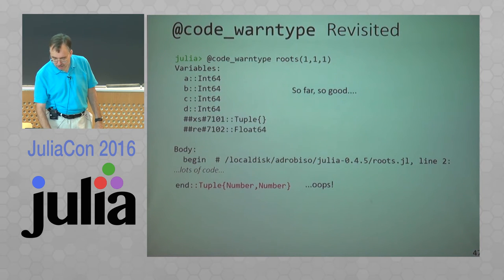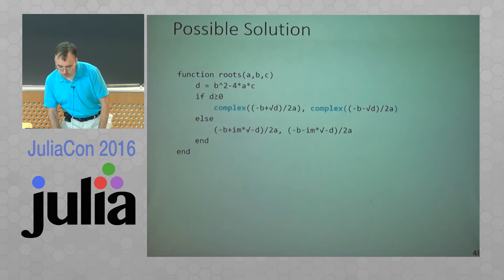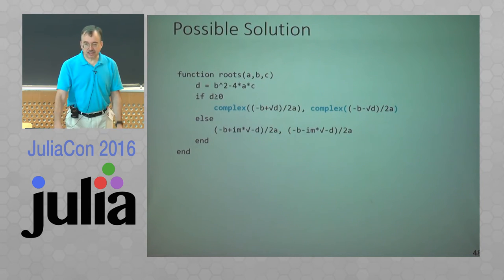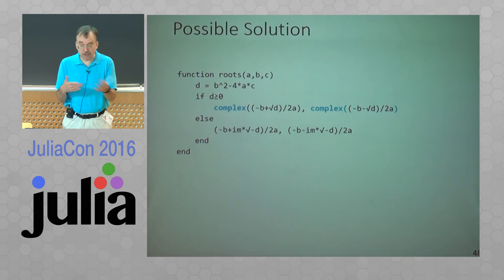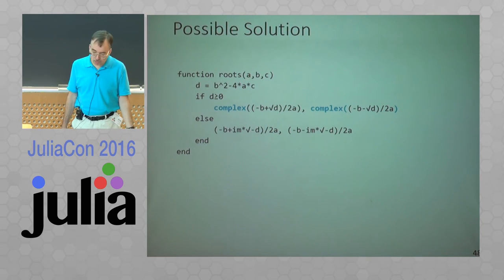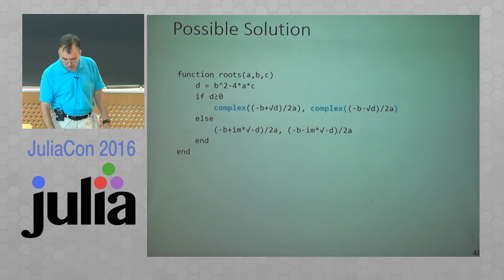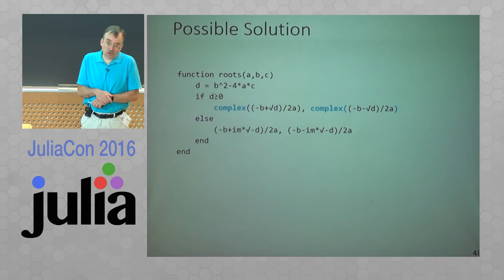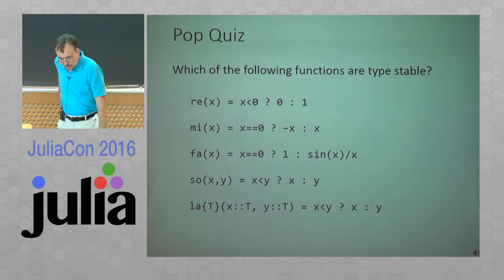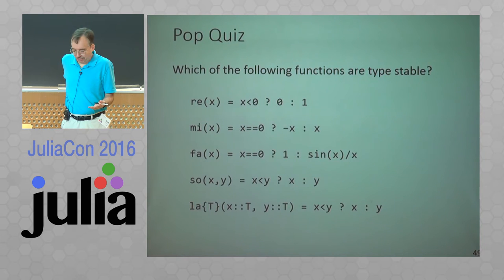So if I run code warntype, it actually points out that the result is a tuple of numbers, and number is not a concrete type. It's abstract. Likewise, the tuple then is not concrete. And so the solution is, when the discriminant is non-negative, you still want to return a complex valued solution, just a complex result where the imaginary part is zero. Yes, the results were real, but as far as the efficiency of the system, it'll be much improved. You just always return a complex value.